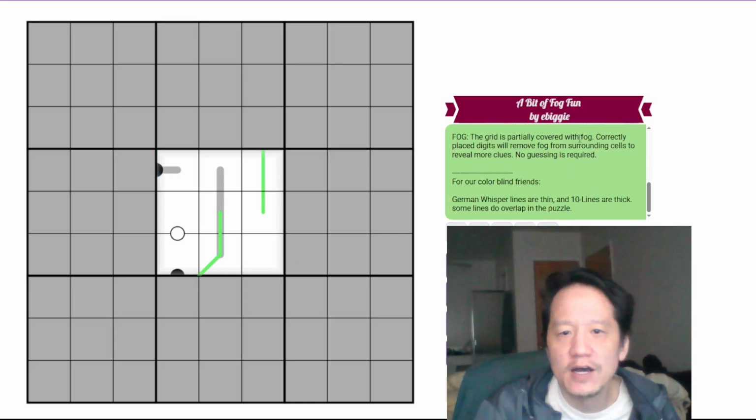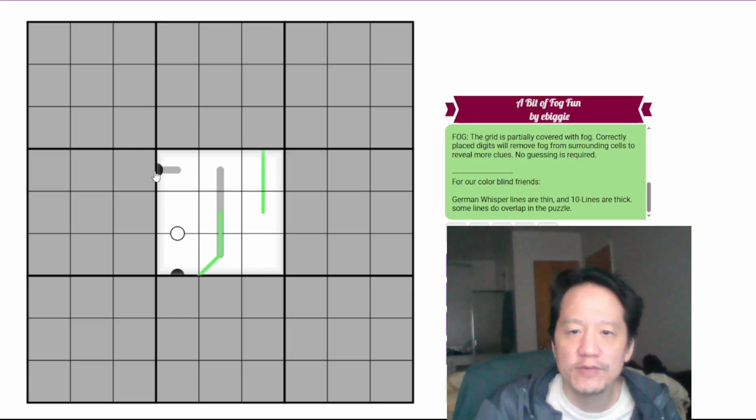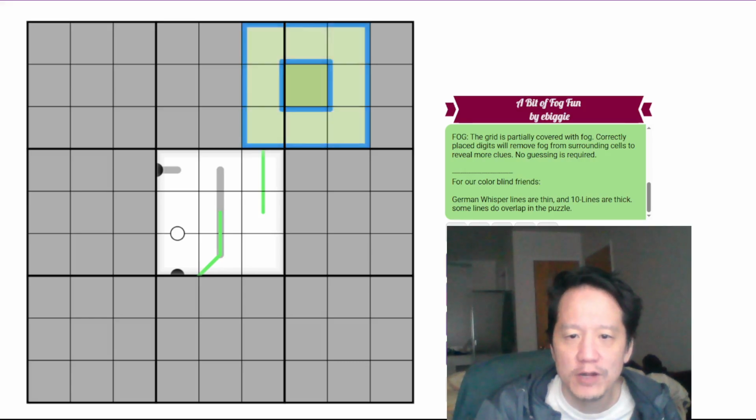We also have fog, where the grid is partially covered with fog. Correctly placed digits will remove the fog from the surrounding cells to reveal more clues. So say you placed a correct digit here. It would clear the fog in the cell and in the 8 surrounding cells around it, which would give you more information about the grid.